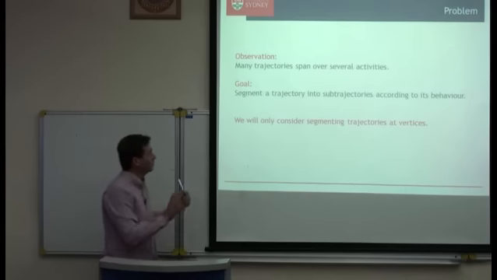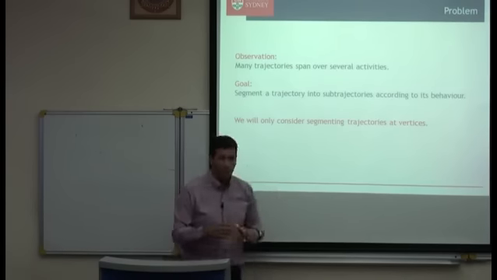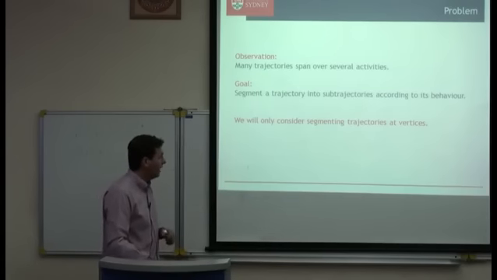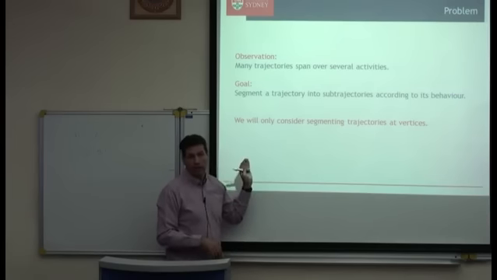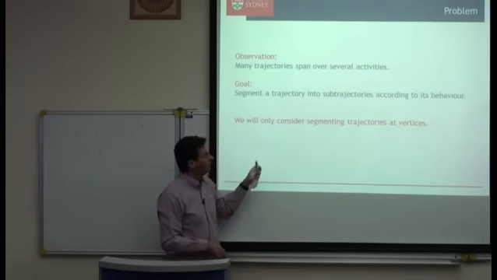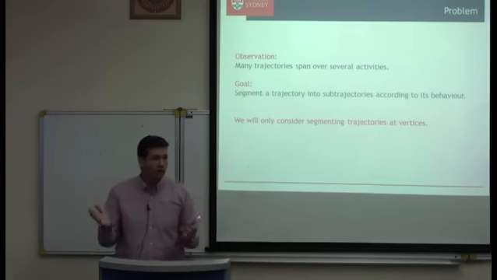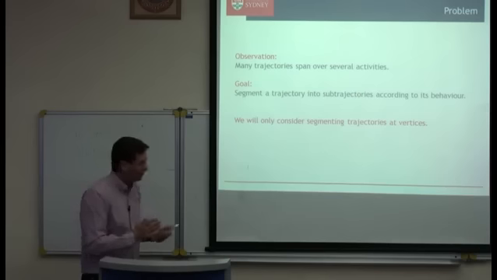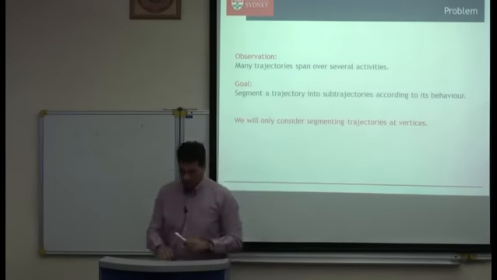Okay, so we want to segment the trajectory into segments or sub-trajectories according to its behavior in that segment. And there are two versions again, but more or less all the available results are only for cutting at vertices. I mean, you could imagine cutting at the middle of an edge, for example, but I will only consider cutting at the vertex.